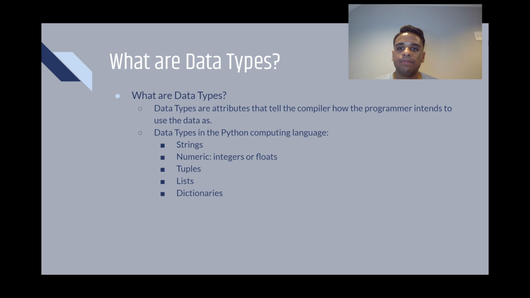So the big question is, what are data types in programming? Data types are basically attributes that tell the compiler how the program intends to use that data. In Python, we have five main data types: strings, numeric, tuples, lists, and dictionaries. In numeric, there are two categories: integers or floats. We'll discuss the difference between the two in future slides.